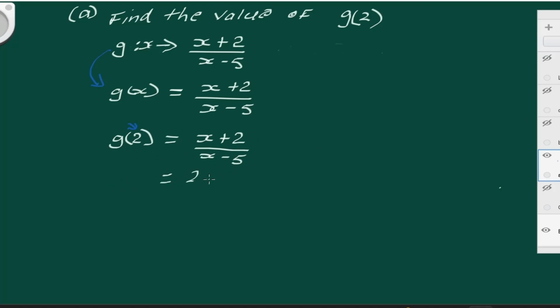So it's 2 plus 2 all over 2 minus 5. 2 plus 2 is 4. 2 minus 5 is negative 3. So your answer is minus 1 and a third. So it's a simple question, and it's not so difficult to do this question here.